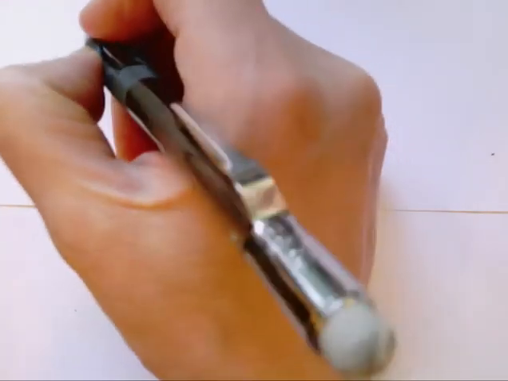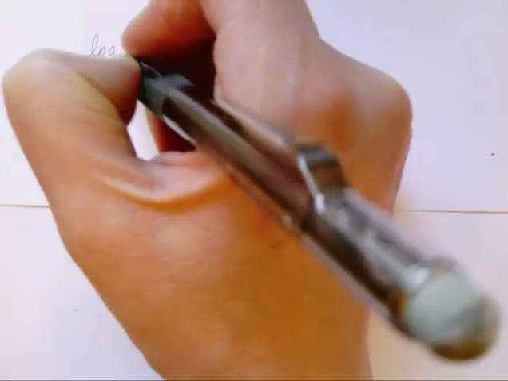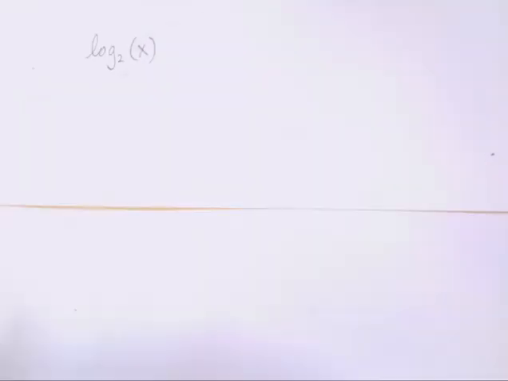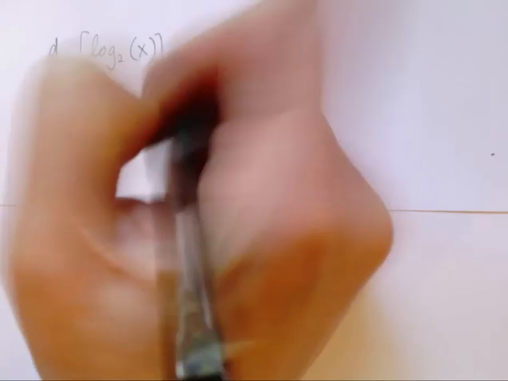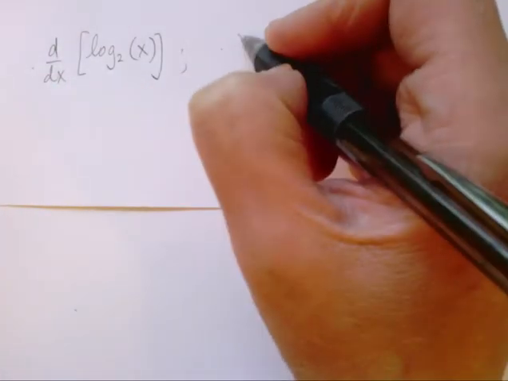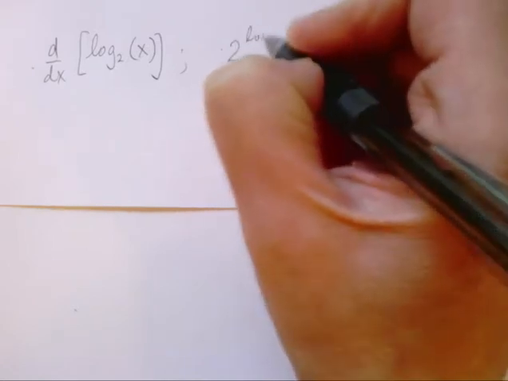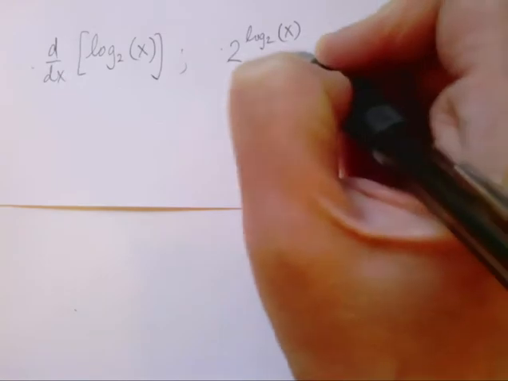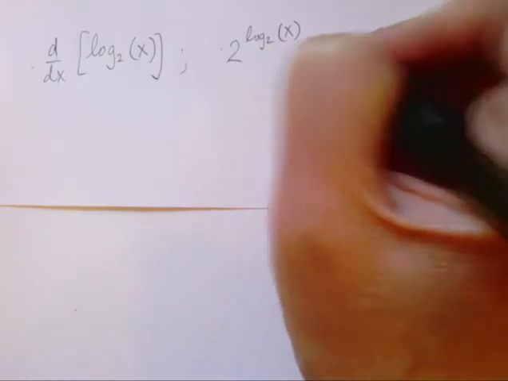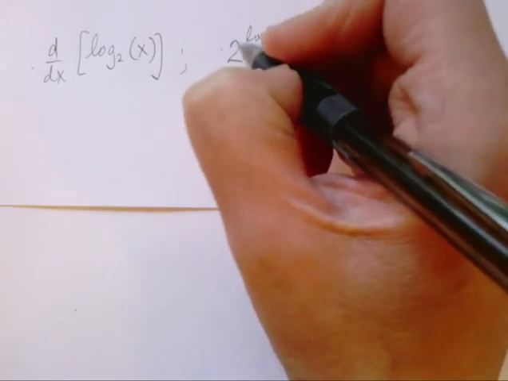Now suppose we had that same problem, but we were differentiating log base, say, 2. Okay, so how do you differentiate log base 2? Well, remember, what does it mean to be log base 2? It means that 2 to the log base 2 of x just equals x. It's the inverse of exponentiation of 2.